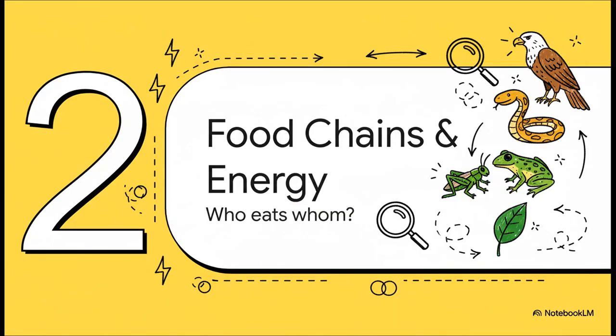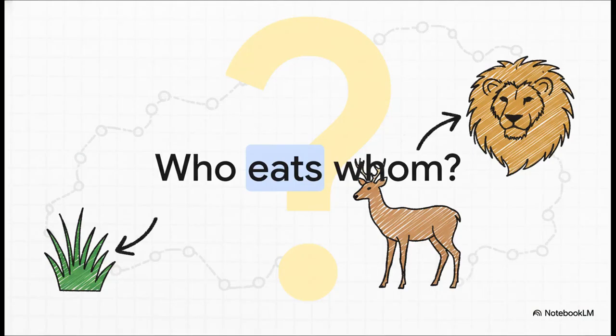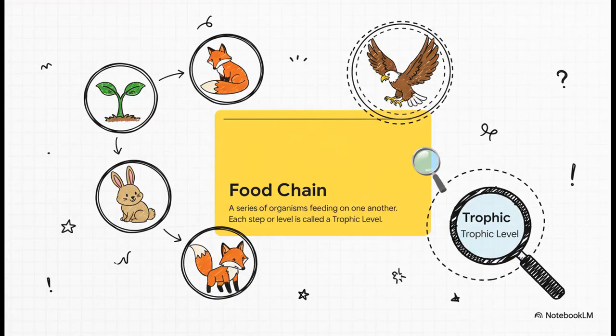So we know the players. Now let's figure out the game they're playing. This brings us to our next part, food chains and energy flow. We're going to be detectives and answer two big questions. Who eats whom, and where does all the energy actually go? It all starts with one simple question. Who eats whom? A grasshopper eats grass, a frog eats the grasshopper, and a snake eats the frog. See, it's a chain. And that's exactly what a food chain is, a series of who eats whom.